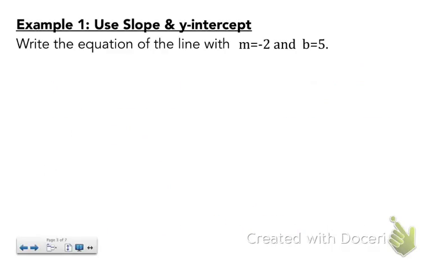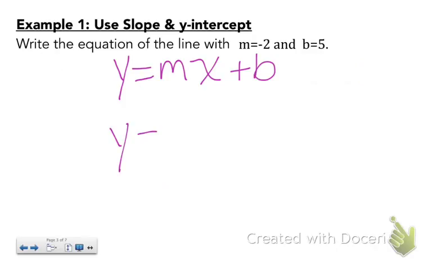So for example, if you are given the slope and y-intercept, we can use that to write the equation of a line. So if I say write the equation of a line with m equals -2 and b equals 5, all you're going to do is plug those in for m and b. So y equals -2x plus 5 would be the equation of that line.